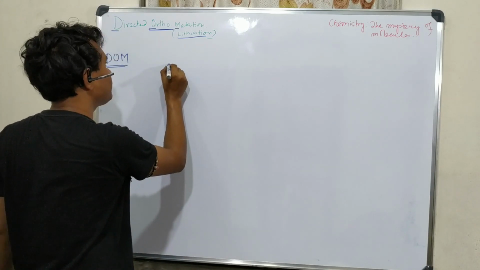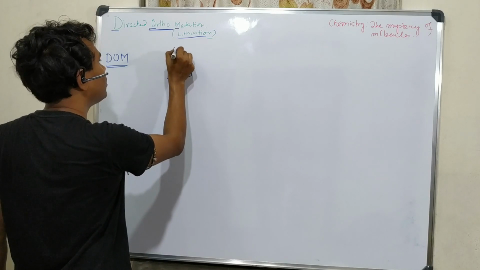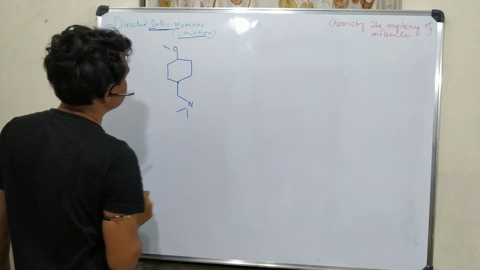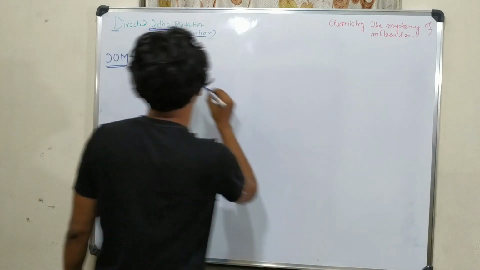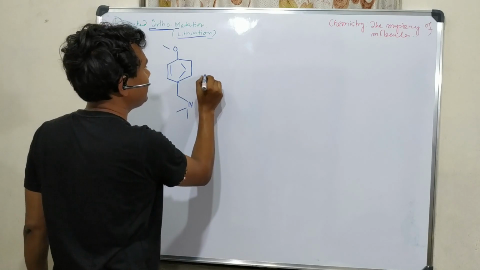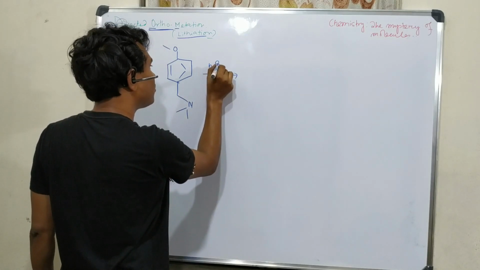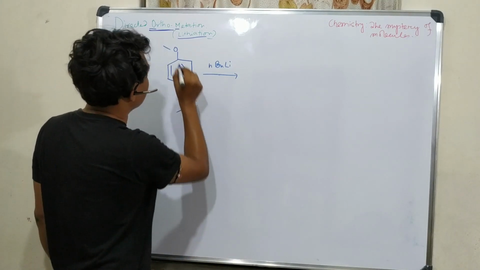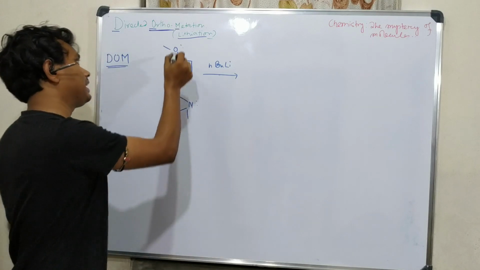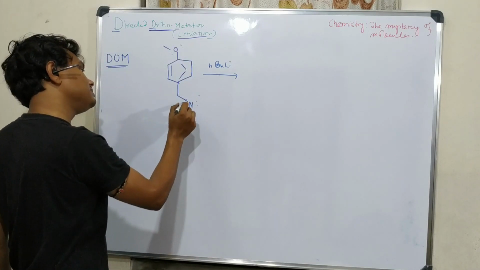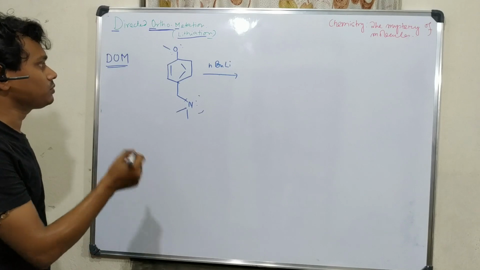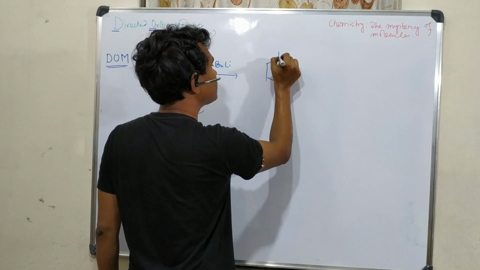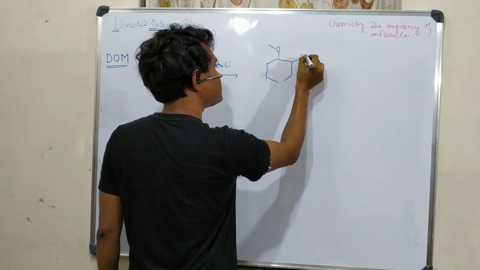For example, just some time before we checked anisole. So let's put another group, and let's react with butyl lithium. What will happen? See, this has a lone pair, this has a lone pair, so this can act as a directing group as well as this can act as a directing group. Question: if this acts as a directing group, what will be produced? Lithium attachment here.